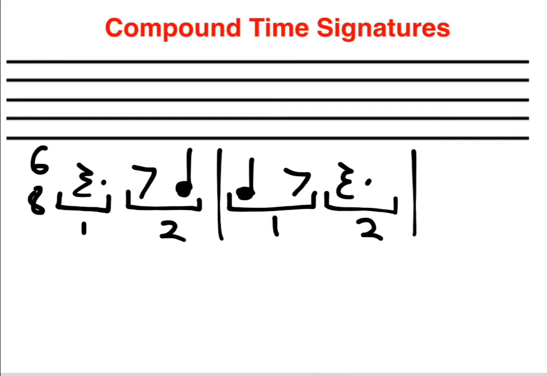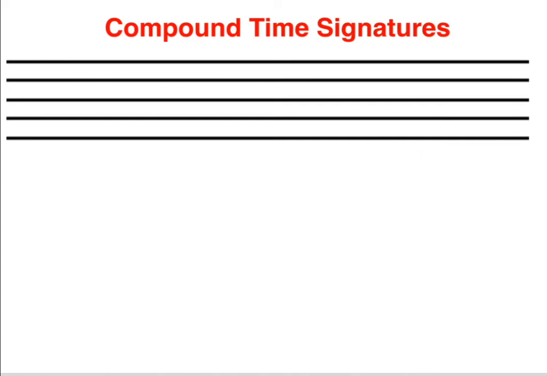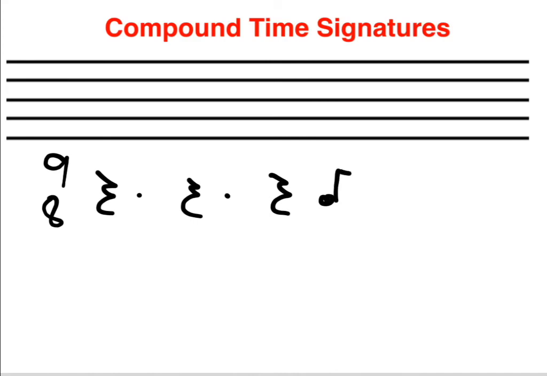Let's try a few more in 9/8. Say I wanted to have the first beat silent, I could do that. Second beat silent, I could do that. Most of the third beat silent, I could do that, and then end on a quaver. If I wanted to do that in reverse, it's a wee bit different, so that could be your first bar.